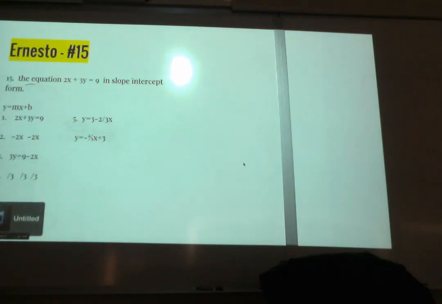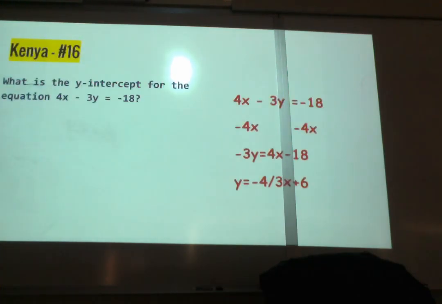So he divided by 3, and then he has 3 minus 2/3 x, and he decided to move things around to make it slope intercept form, and he brought the negative 2/3 forward. Okay, so slope intercept form is y equals mx plus b, and it's just moving things around to get the y by itself. Thank you, Ernesto.